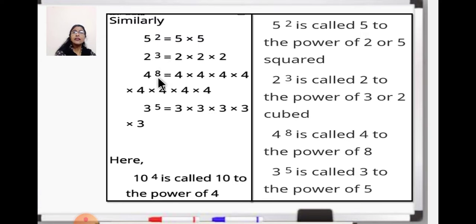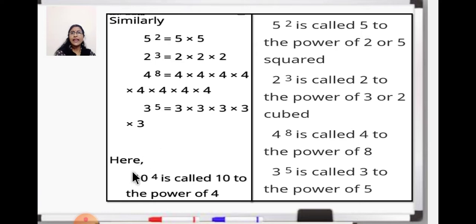Then 4 to the power 8. So you will write it as 4 into 4 into 4 into 4. 8 times you will write 4. So this shows the meaning of this power. It is 8. And then 3 raised to 5. So this we will write as 3 multiplied by 3, 5 times we will write 3.